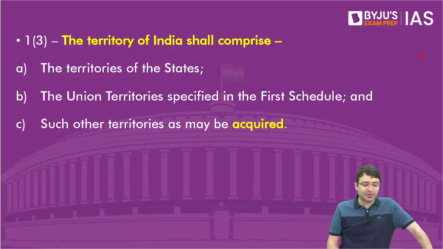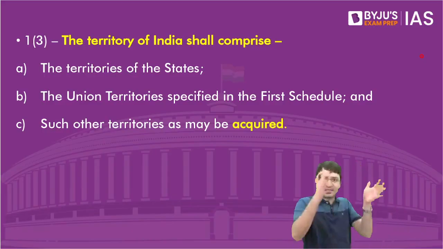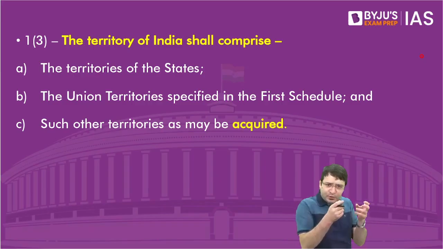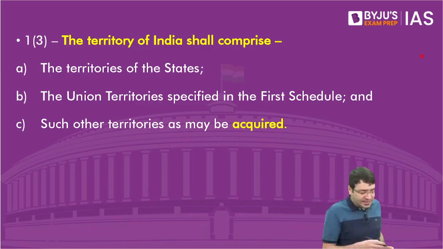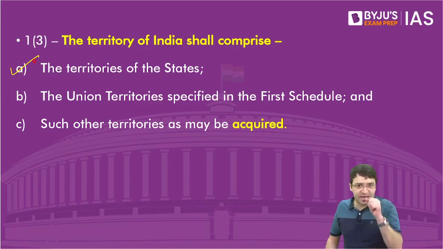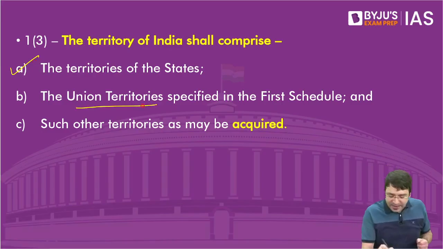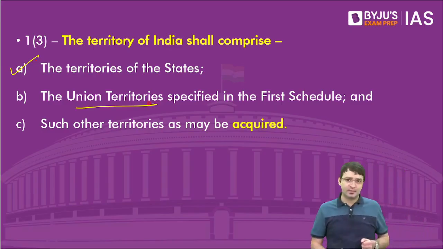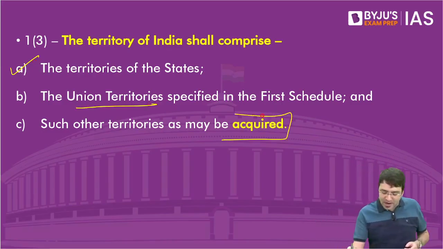Article 1, Clause 3. The territory of India shall comprise of. If India is a nation, what is the territorial spread of India? Either we can have the territories of the states, that means we can have states in India, or we can have union territories, or we can have acquired territories.